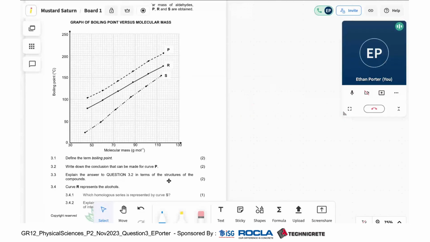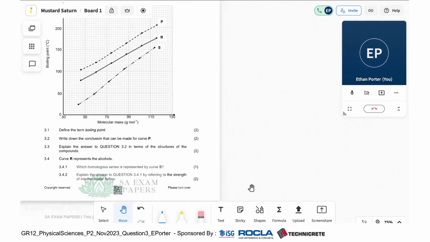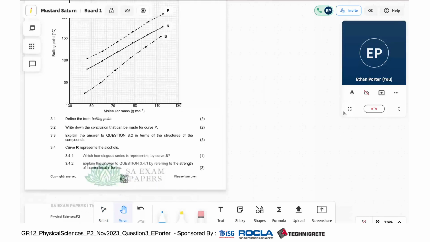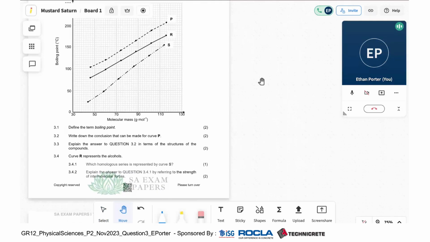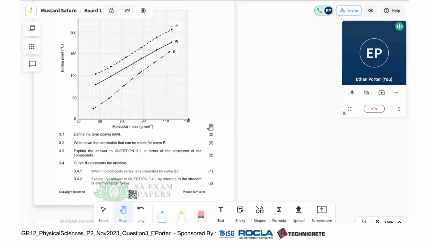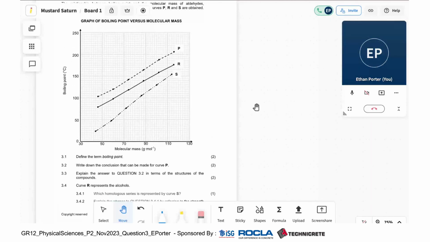Moving on to question 3.2. Write down the conclusion that can be made from curve P. So let's have a look. Curve P starts around 100 degrees with a molecular mass of just below 50, and it ends around 200 degrees, and that compound has a molecular mass above 110.